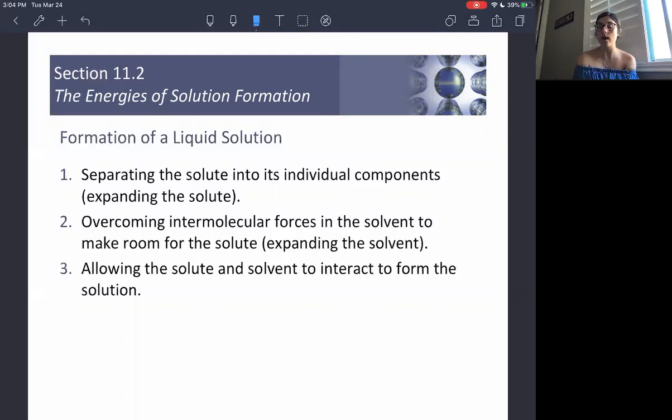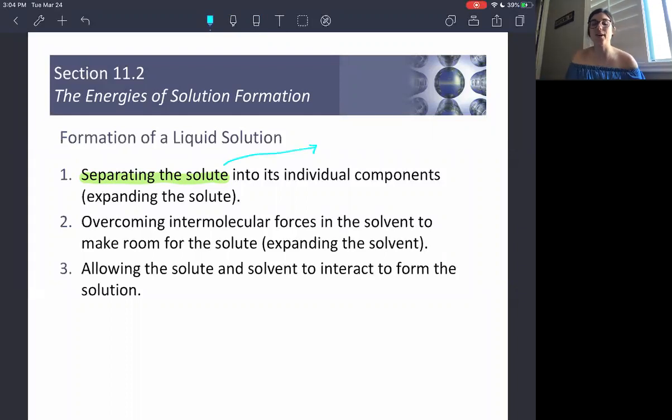But when making a solution, there are three basic steps to the formation of the solution, which we talked about on Friday, two Fridays ago. So step one was about separating a solute into its individual components, or expanding the solute.